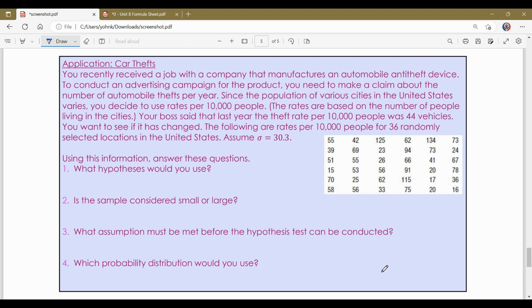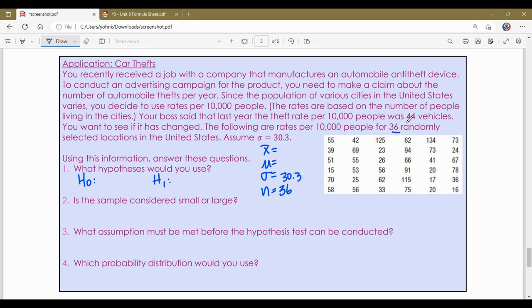All right, so using this information, answer these questions. What hypotheses would you use? Okay, so we've got our null and our alternative. Well, let's see some data. We got an x bar, a mu, a sigma, and a root n, or just an n. So what do we know? Well, we know that sigma is 30.3. We know that n is 36.